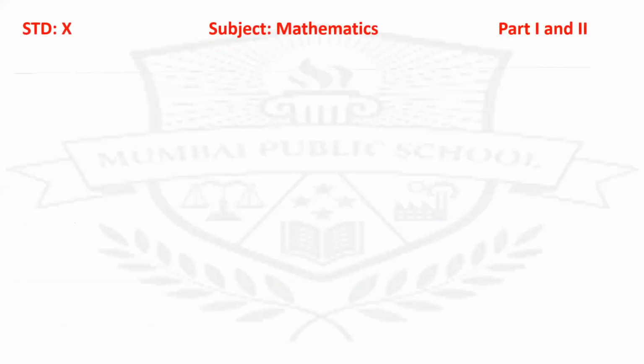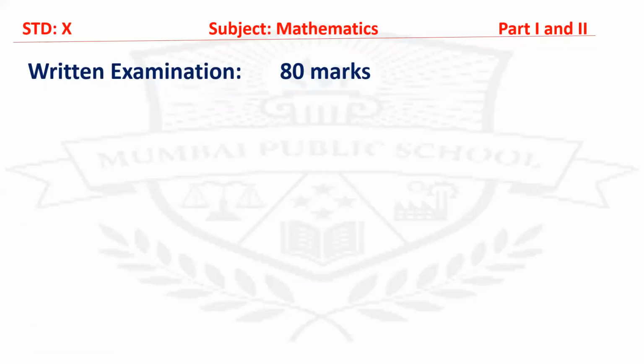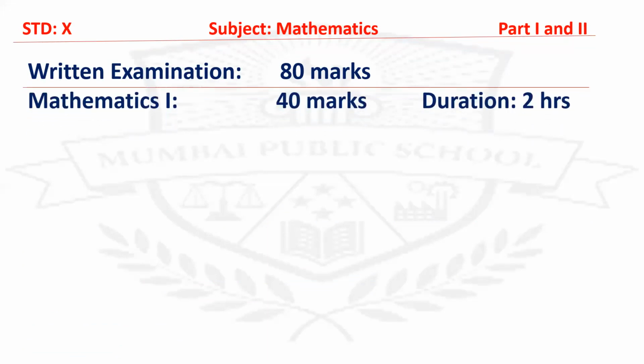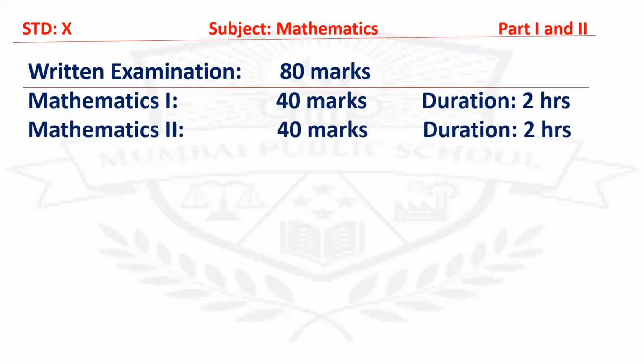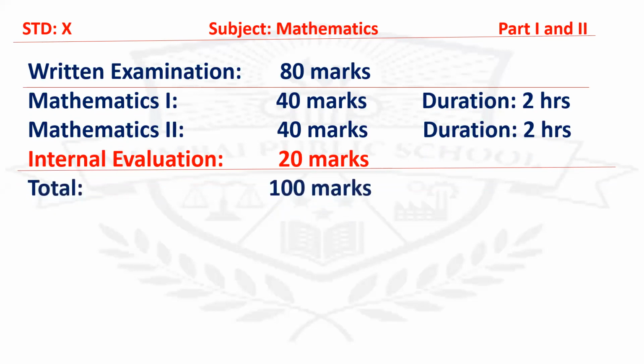You've got the written examination of 80 marks. Now those 80 marks are divided as, for section 1, that is mathematics part 1, you have got 40 marks, duration 2 hours. You've got mathematics 2, 40 marks, duration 2 hours. Internal evaluation 20 marks. This makes it equal to 100, which comes up in your result sheet.